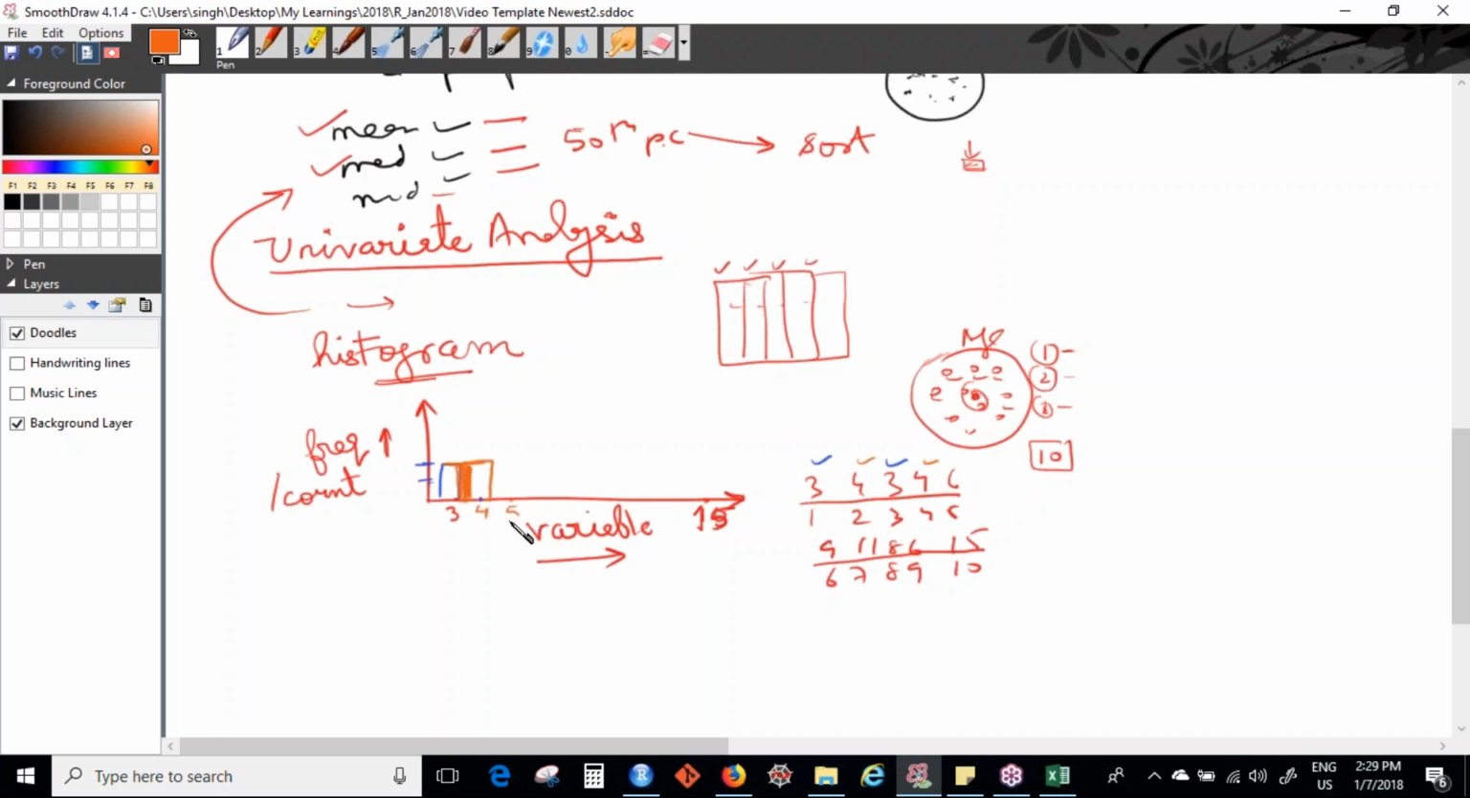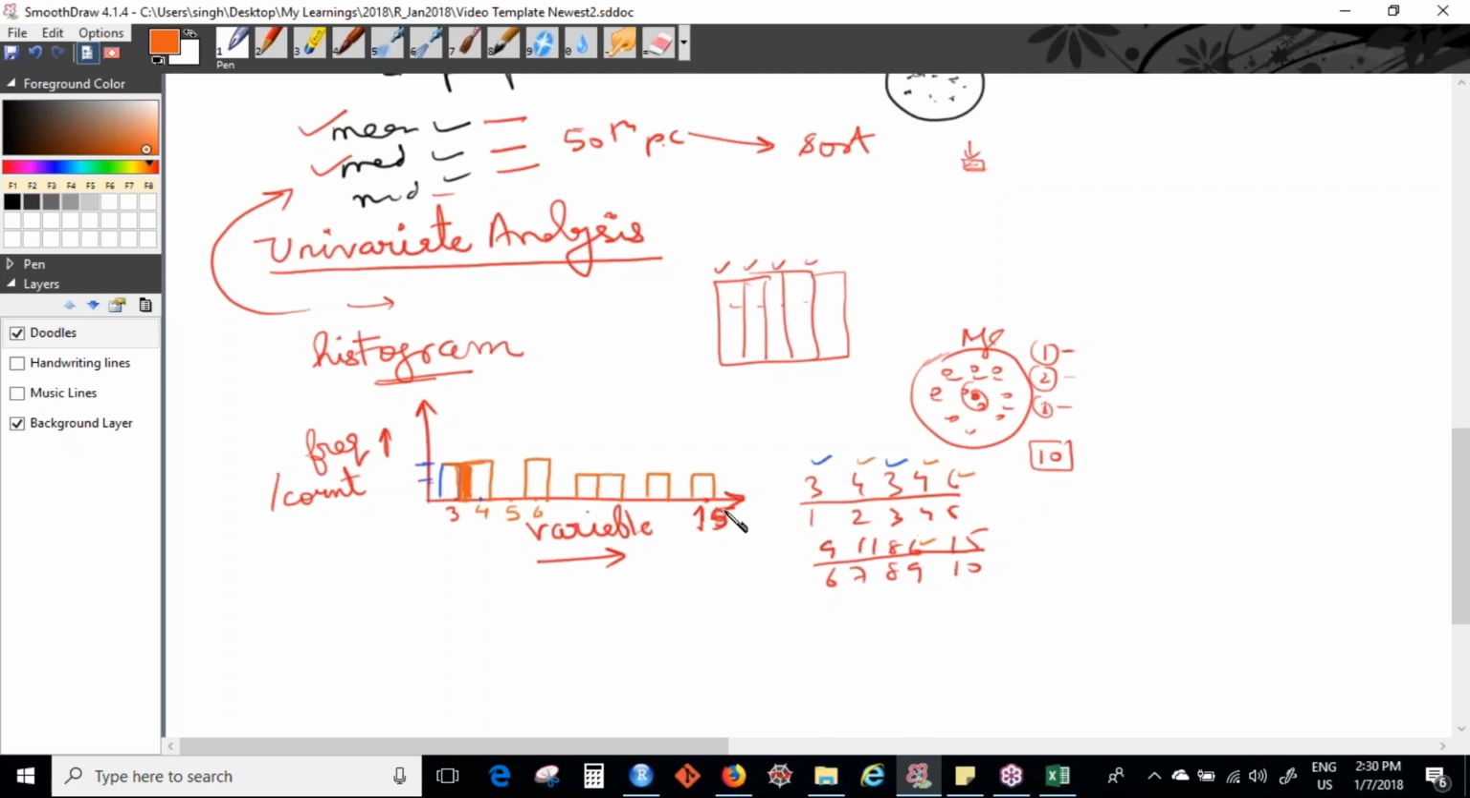Then similarly you will look for 5. There are no 5, so height will be 0. Then you will come to 6. There are 2 engineers with a salary of 6, so this also will be height 2. 7, there are none. 8, there is 1. So 7 will be a blank, and 8 will have a height of 1. Then 9, again a height of 1. 10, there is no 10. 11, you have 1. So 10 will be a blank and 11 will be 1. And then straight away you have a 15, so at 15 you will have another height of 1.